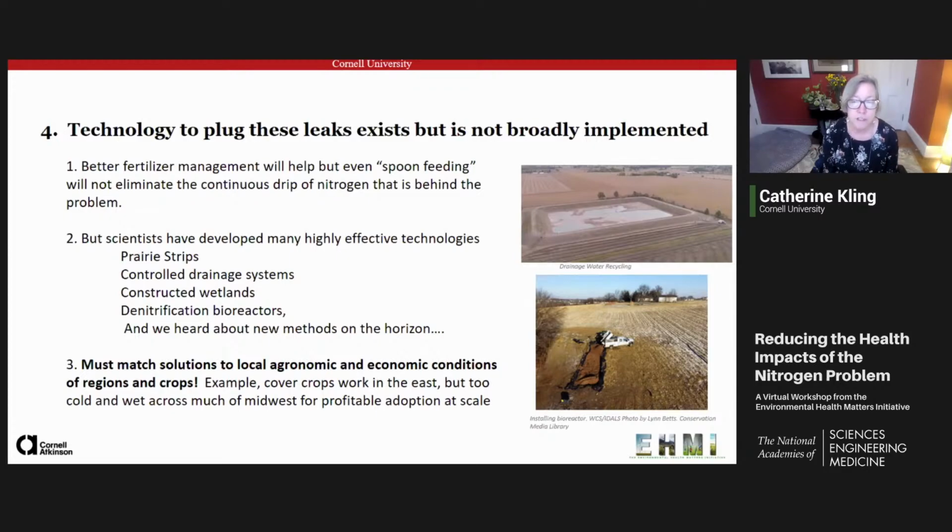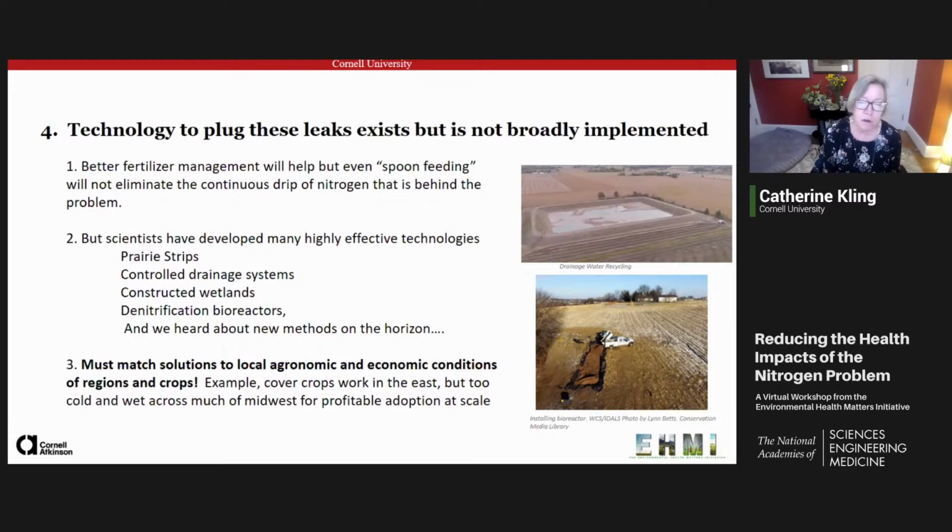However, we do have technologies that would eliminate those leaks. You see a couple pictures here on the right. Drainage water recycling, which is a way of taking the water and reusing it and putting it through recycling. On the bottom right, there's a picture of a denitrification bioreactor. Some really neat work on prairie strips was shared, constructed wetlands, and many others. Unfortunately, those approaches that are the most effective for controlling nitrogen in many parts of the country are money losers. And there is simply not an incentive to adopt those practices.